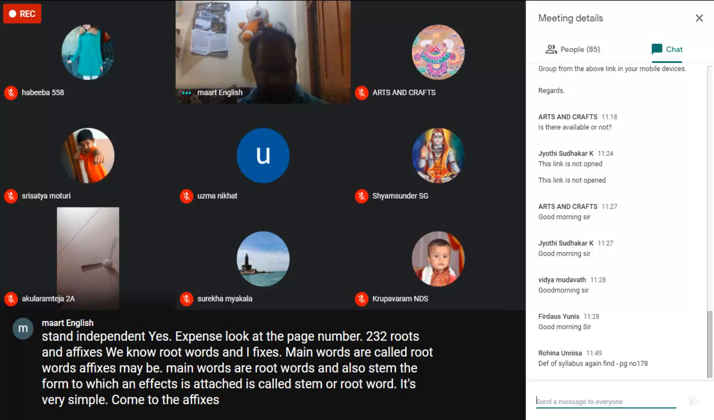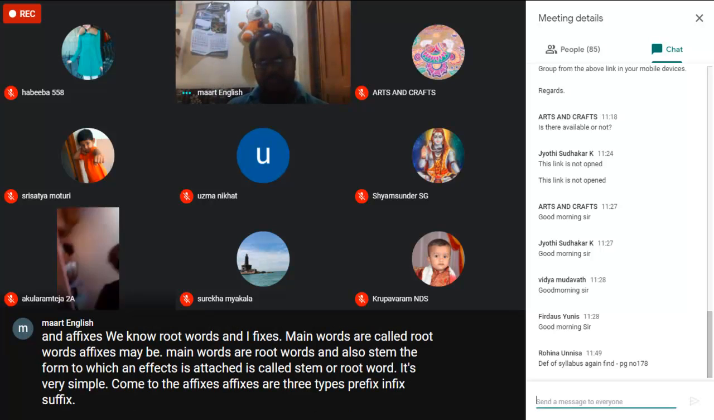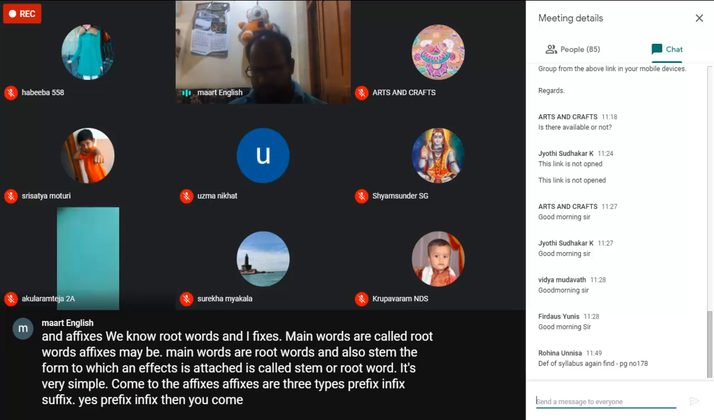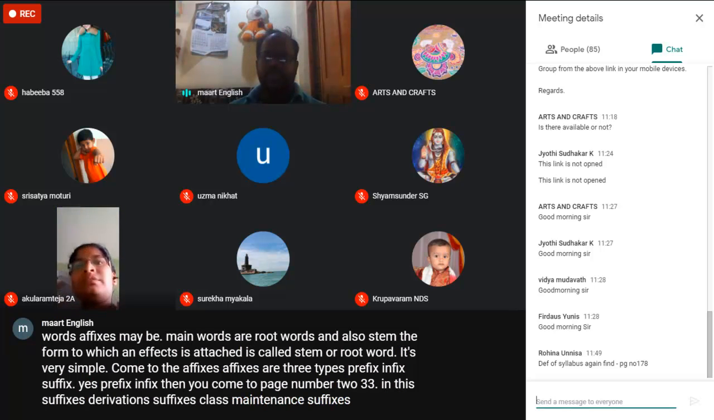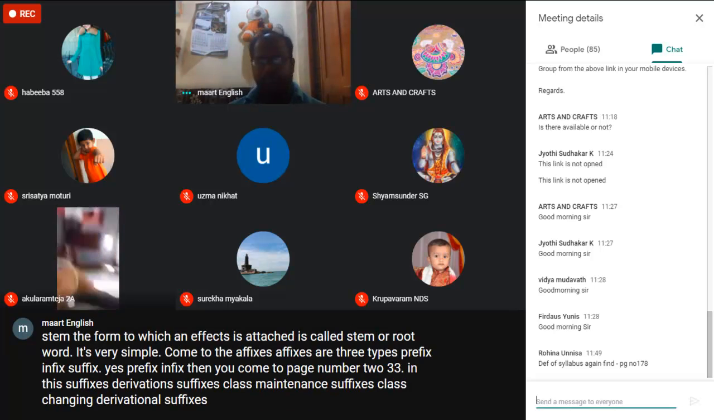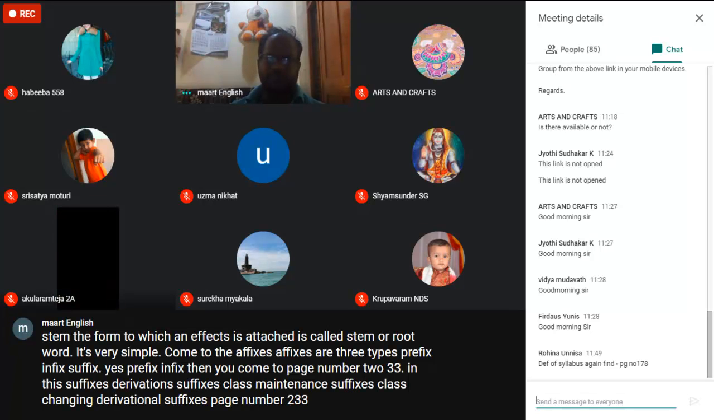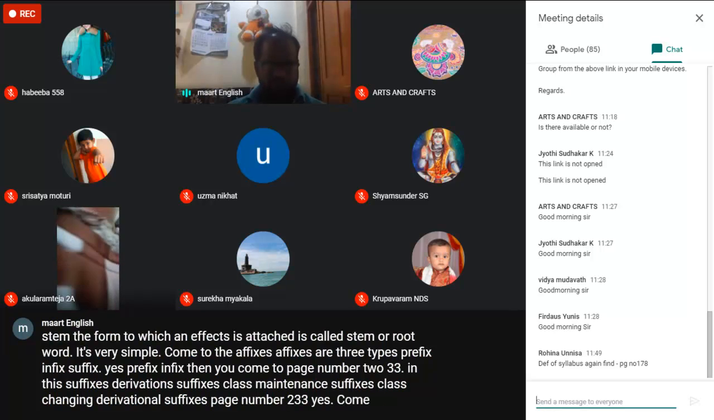Come to the affixes. Affixes are of three types: prefix, infix, suffix. Then come to page number 233. In these suffixes, there are derivational suffixes, class maintaining suffixes, and class changing derivational suffixes. Page number 233. Come to 234.